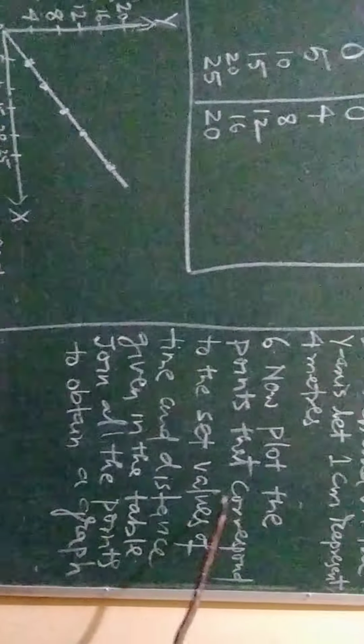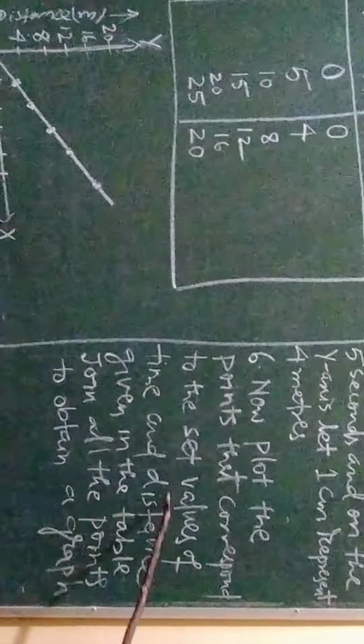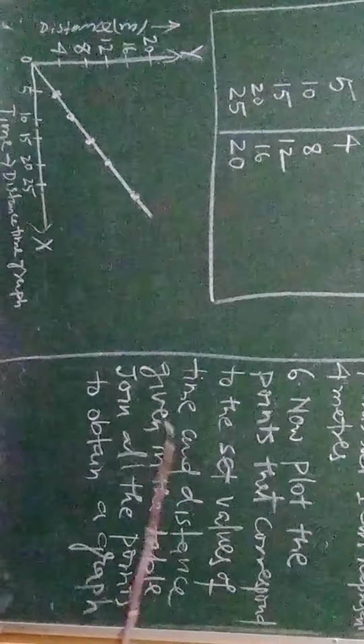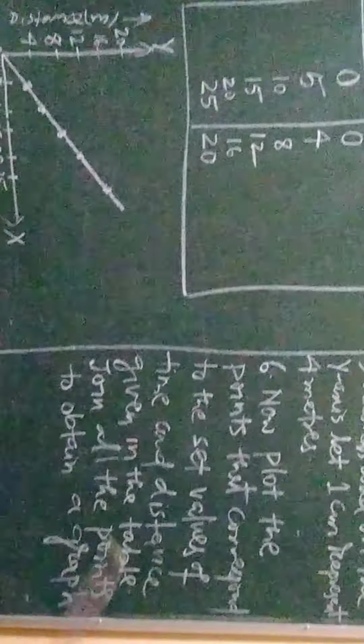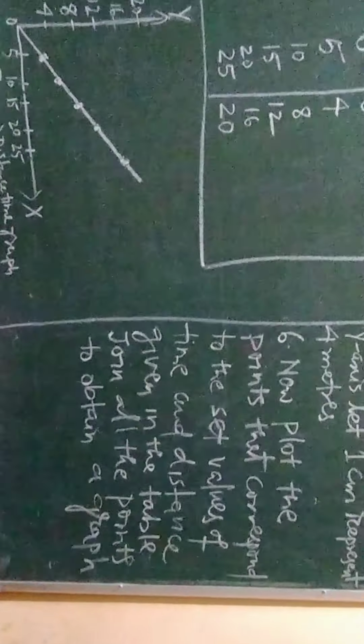Now plot the points that correspond to the set values of time and distance given in the table. Join all the points to obtain a graph in this way. In this way you can make a distance time graph.